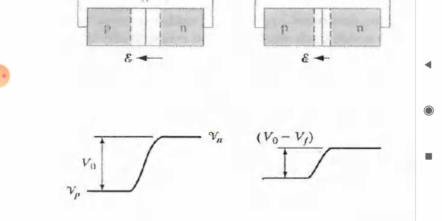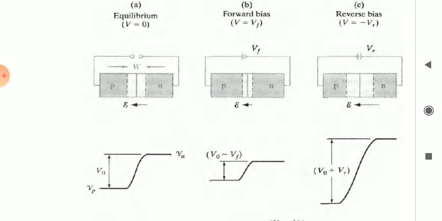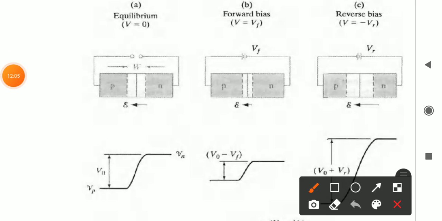Now this is the barrier potential. The barrier potential is explained by considering 1 coulomb of charge. Assume that 1 coulomb of charge which is present in this P region has to move from the P region to the N region.